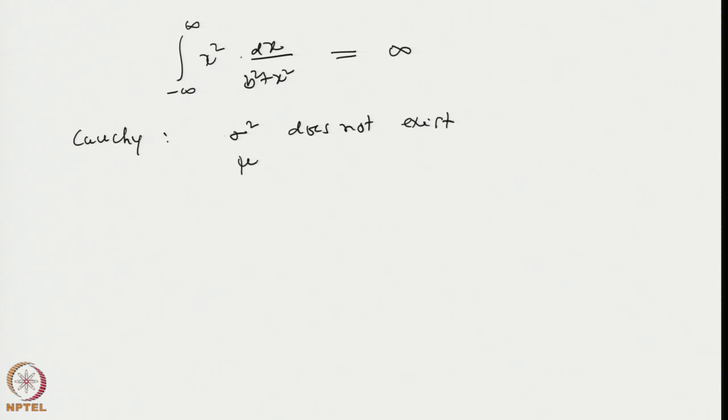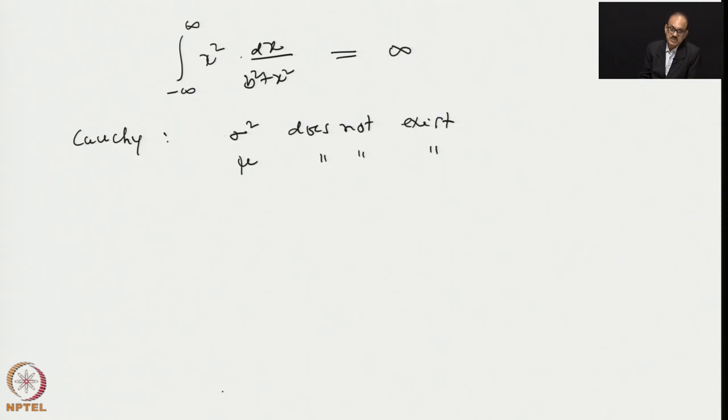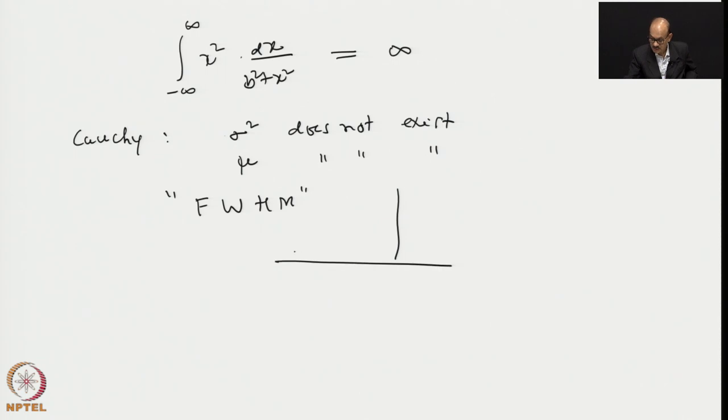In fact, mu also does not exist strictly. So that is why these functions do not have standard deviation. People often refer to the extension or deviation from the mean, so-called full width half maximum. The concept of full width half maximum is used in place of standard deviation, which simply is the width at which the value becomes half the maximum. So that is the physical reason why spectral lines are discussed often via this width b, which is half the width corresponding to half the peak value. So this is FWHM.